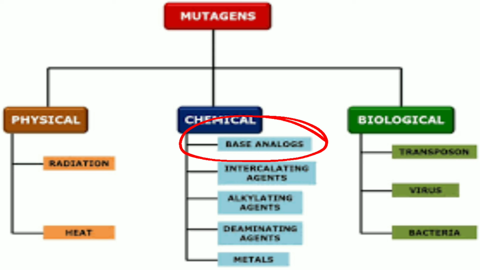Deamination is another method of bringing about mutation. Some chemicals like nitrous oxide deaminate. Deaminate means removing the NH2 group, or the amino group, from the nitrogen bases, and therefore changing the codon of the DNA. As a result of deamination, replication, transcription and translation are disturbed and the mutation occurs.